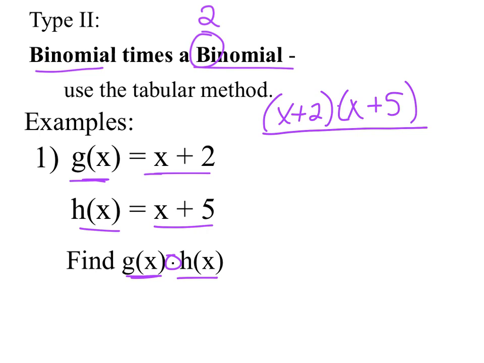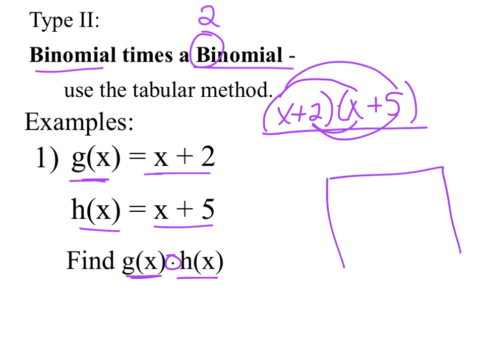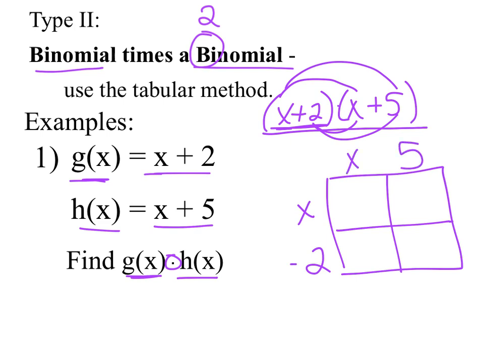Okay, so what has to happen is I have to multiply the x times both of those and the 2 times both of those. Now you could just do that, but I like to use what's called the tabular method, which means if this has 2 terms, I'm going to put one term here, and each one is going to get a box. So it's like a multiplication table. You can put the signs if it makes you more comfortable.